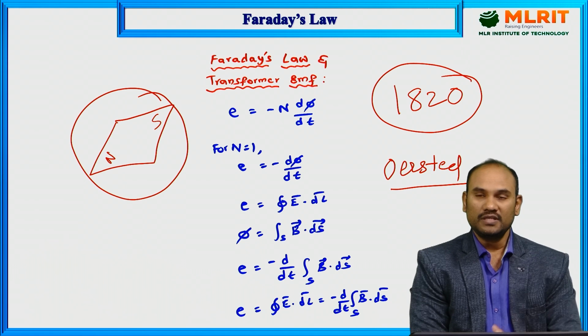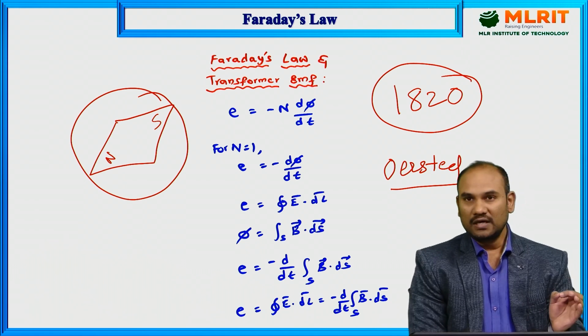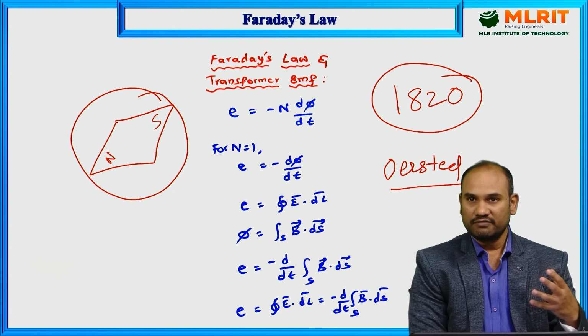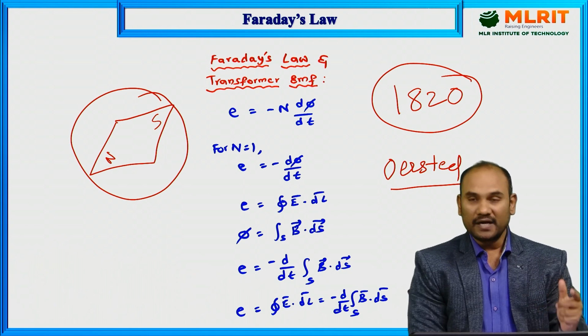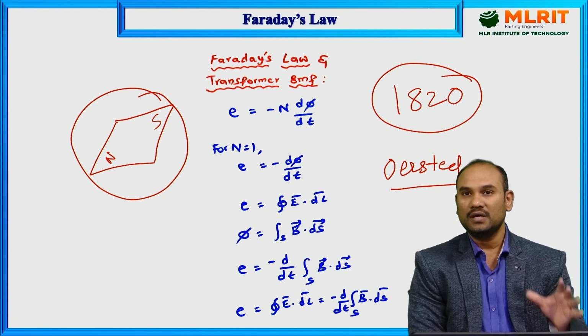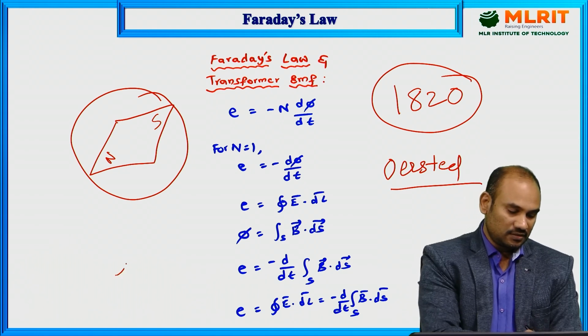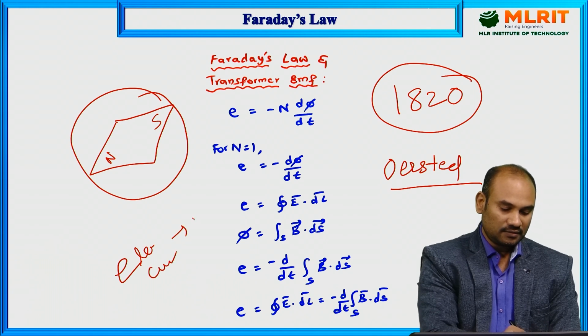So what he noticed, there was a flow of current. Due to that, there was some magnetic field that was produced, and that magnetic field was responsible for deflecting the needle of the magnetic compass. That means he had observed a relation between the electric current and the magnetic field.